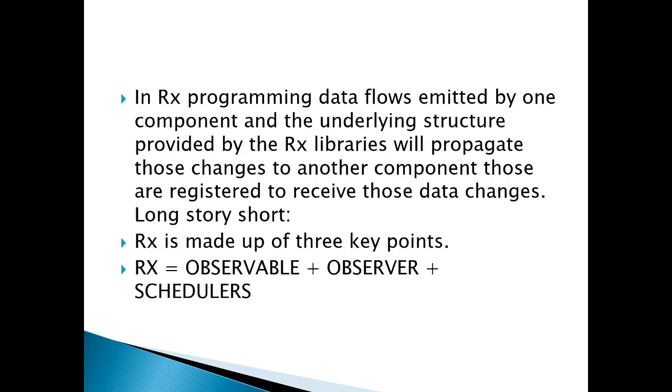In Rx programming, data flows are emitted by one component, and the underlying structure provided by the Rx library will propagate those changes to other components that are registered to receive those data changes. Long story short, there are basically three key points. One is the observable, second is the observer, and the third is the scheduler. So these are the three main points with which reactive programming works. We will see each of these in detail.